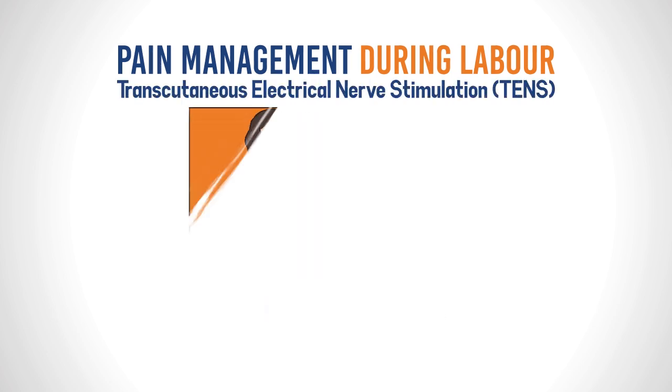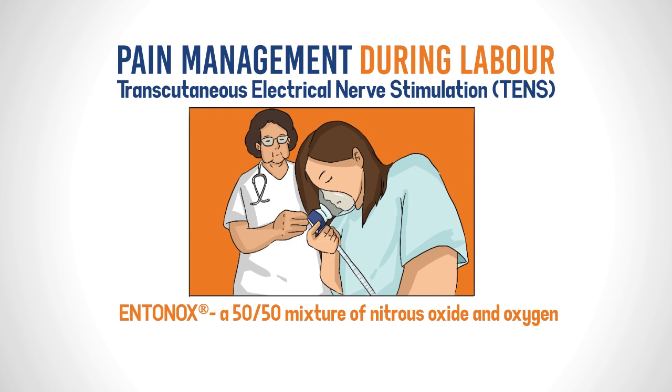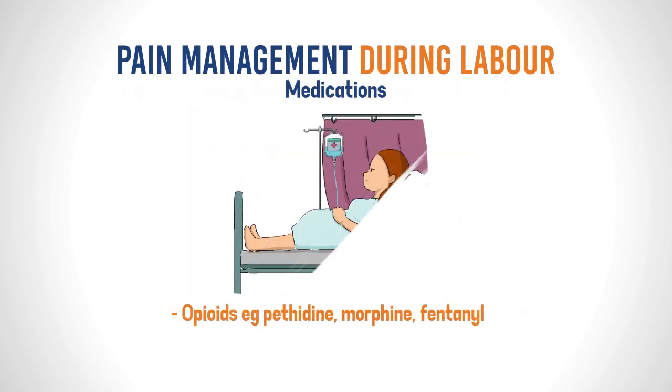Alternatively, there are different measures for pain control of varying degrees of success, such as transcutaneous electrical nerve stimulation, Entonox, a 50-50 mixture of nitrous oxide and oxygen, colloquially known by midwives as gas and air. Opioids such as pethidine, morphine, and fentanyl could be used, but may cause respiratory depression in the neonate if given too close to birth.